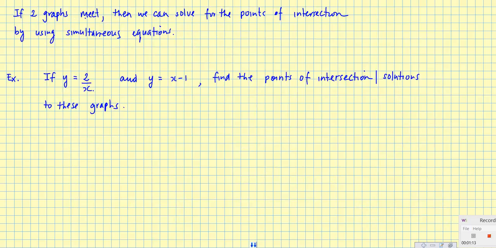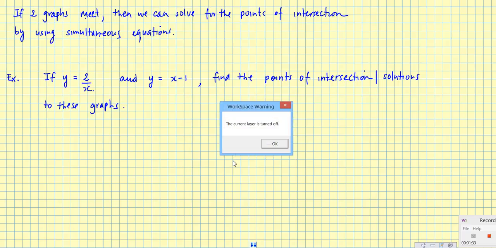Alright, so let's get started right on a question. Let's take a look at a situation where we're not looking at a quadratic, but we're looking at a rational function or an inverse function. So it says, if two graphs meet, then we can solve for the points of intersection by using simultaneous equations.